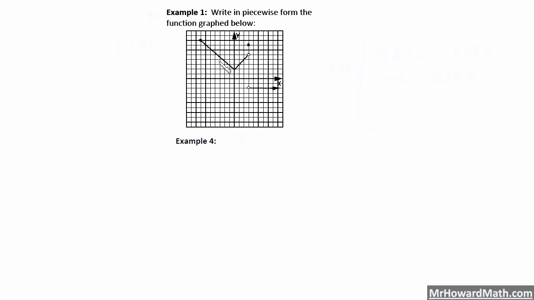So let's apply this here. We are asked to write in piecewise form this function graph below. If this function is f of x, we're going to put a large brace here, and we are going to write each piece, describe it, and then write the domain that it is good for. Let's start with this piece right here. This is a line segment. So we just find the slope and the y-intercept and we can write the equation for that line. And then we restrict the domain, or specify the domain that applies to that line.